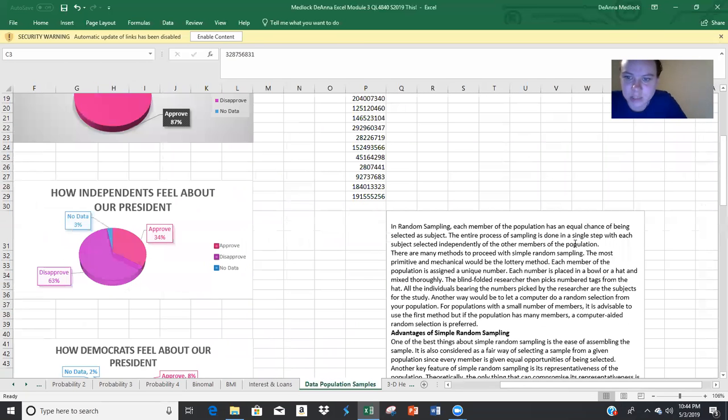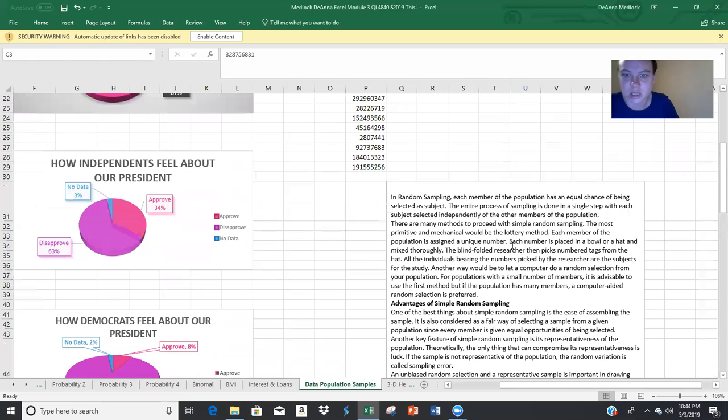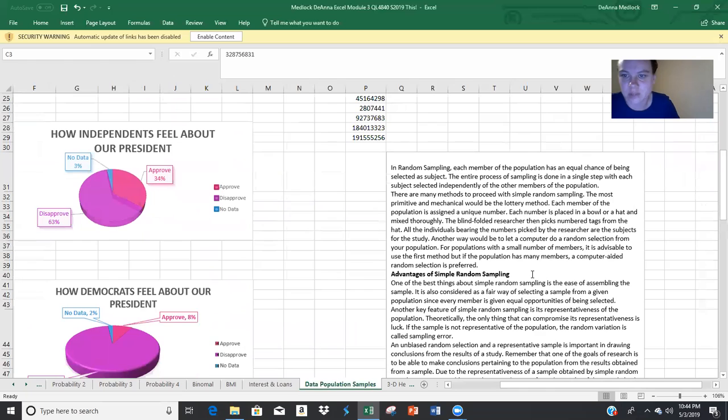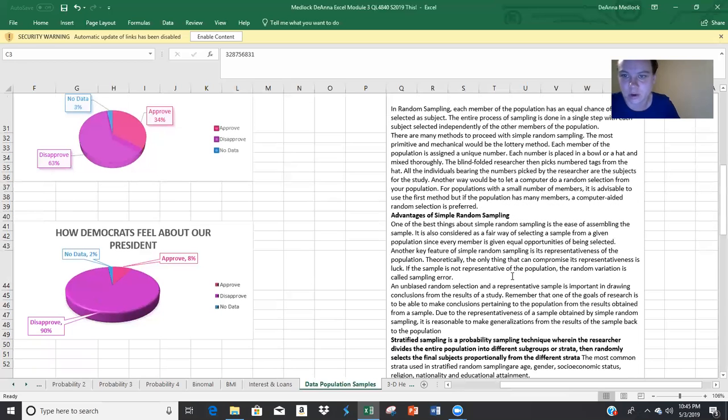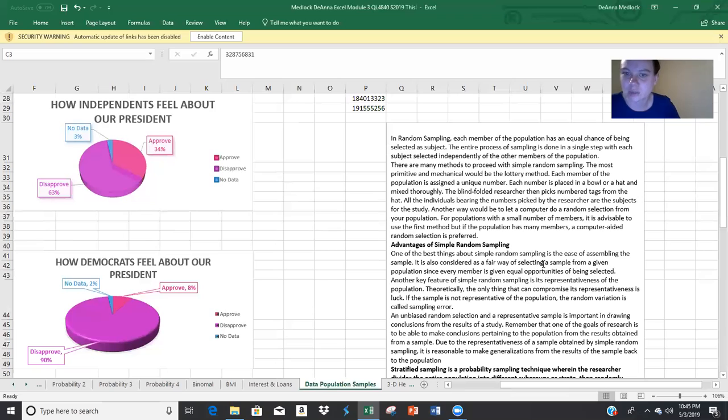In simple random sampling, each member of the population has an equal chance of being selected as a subject. The entire process of sampling is done in a single step, with each subject selected independently of the other members of the population. There are many methods to proceed with simple random sampling. The most primitive and mechanical would be the lottery method. Each member of the population is assigned a unique number. Each number is placed in a bowl or a hat and mixed thoroughly. The blindfolded researchers then pick number tags from the hat. All the individuals bearing the numbers picked by the researchers are the subjects for the study.